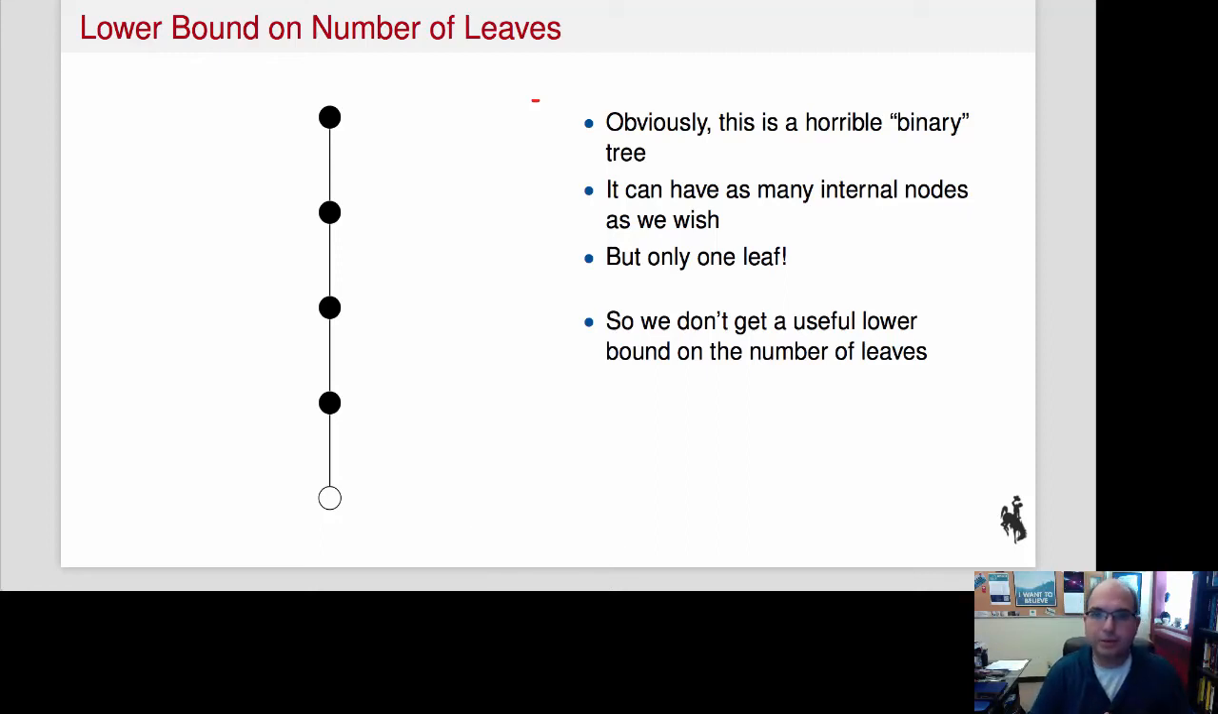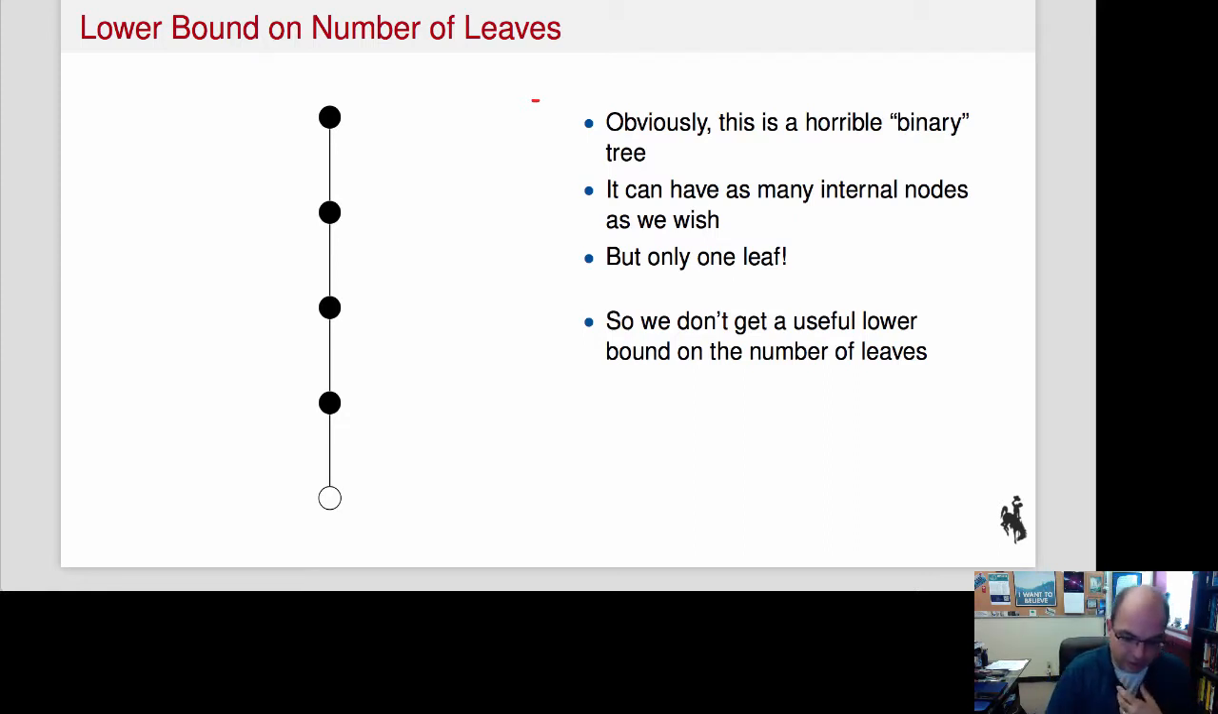We said that trying to find a lower bound is actually quite a bit trickier than finding an upper bound. And here's an example of why that's the case. This is a valid binary tree, right? Because our condition for a binary tree is that each internal node can have at most 2 children, right? And that's true here.